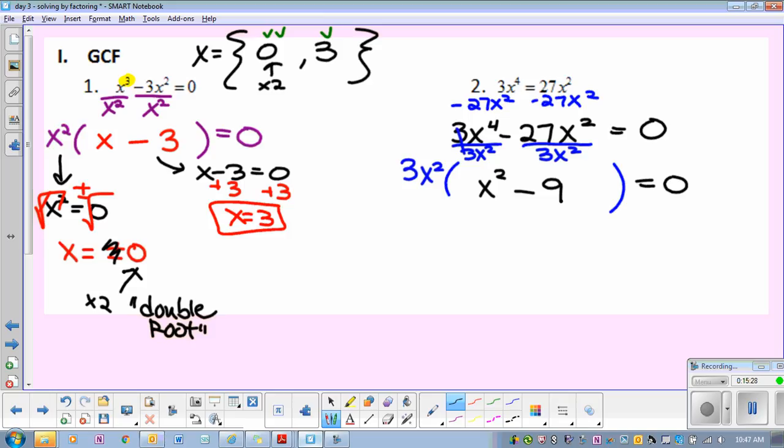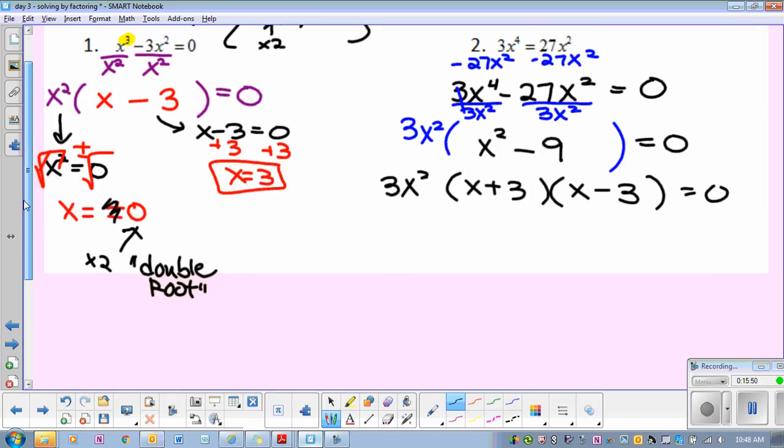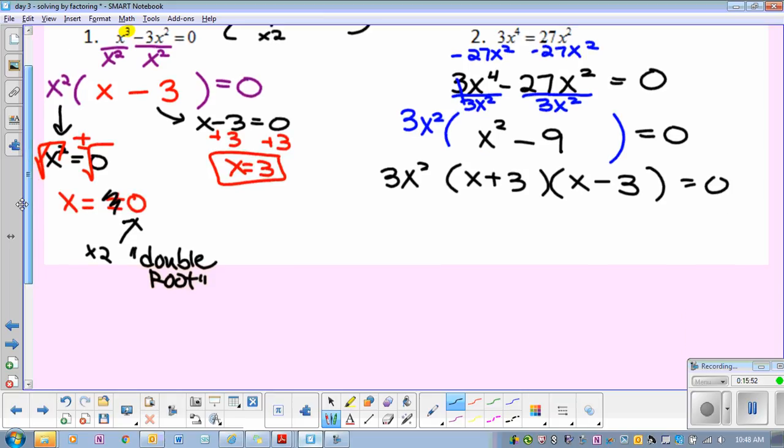Now, guys, can I factor this further? Yeah. What can I do? Good. It's a difference of squares. x plus 3, x minus 3. Don't forget to bring down your 3x squared. All of that equal to 0. Now, I can't factor anymore.